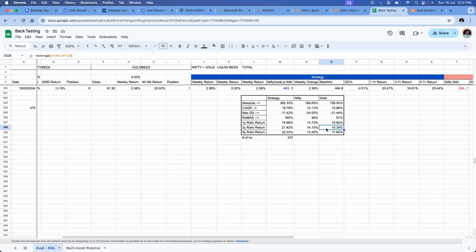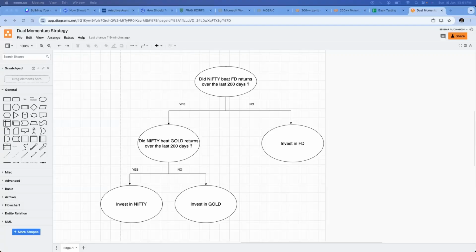Now, on these 3 points, that is returns, risk, and robustness of the strategy, the dual momentum strategy scores well above the Nifty and gold benchmark indices. Now, we have understood that the results are superior. Let's go ahead and check what the logic for this strategy is.